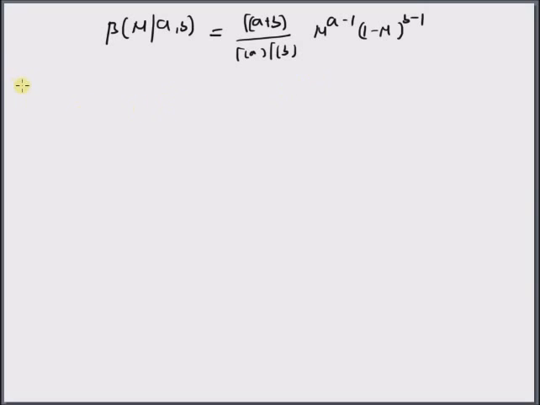And our goal is to prove that the area under the beta distribution, that is the integral from 0 to 1 of Beta(mu | a, b) d mu, is of course equal to 1. So that is our goal.